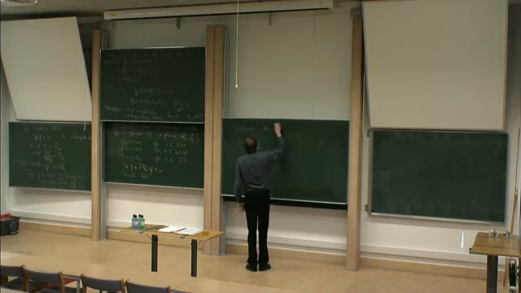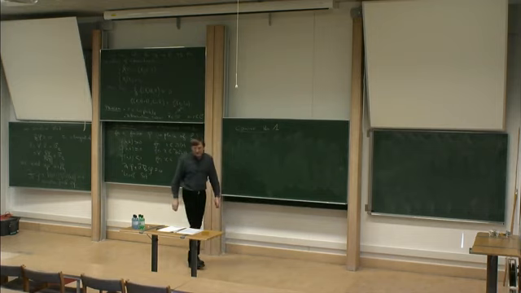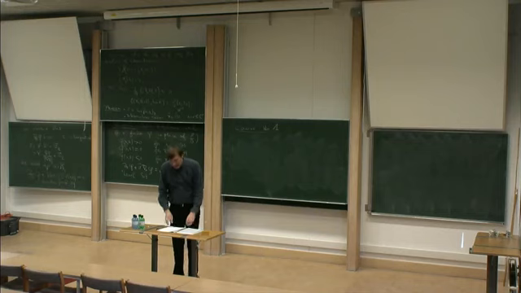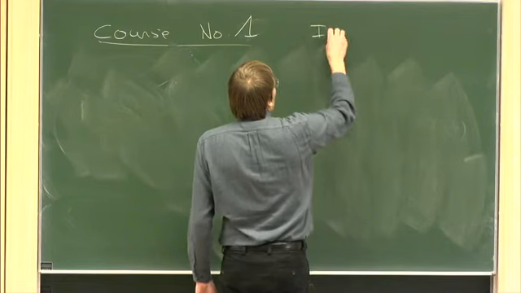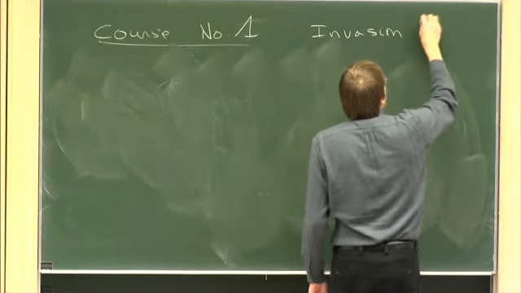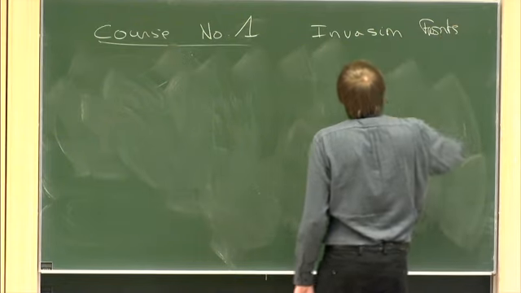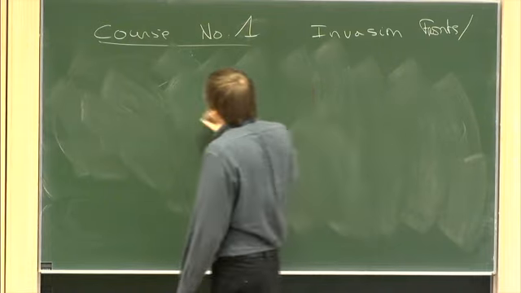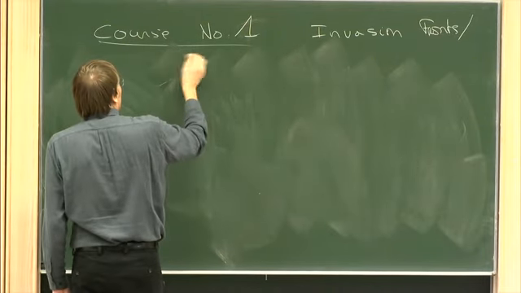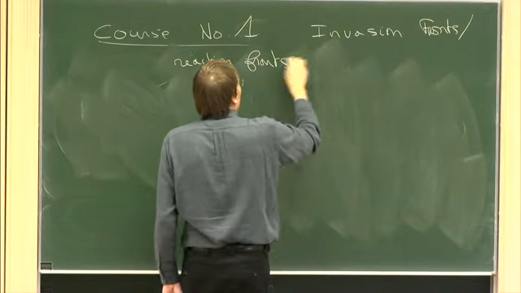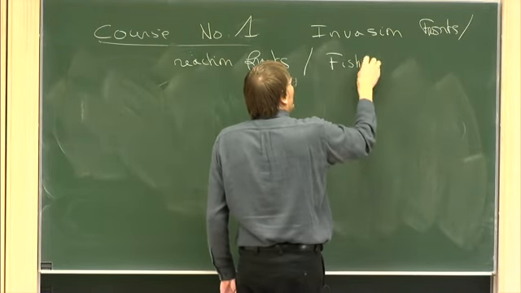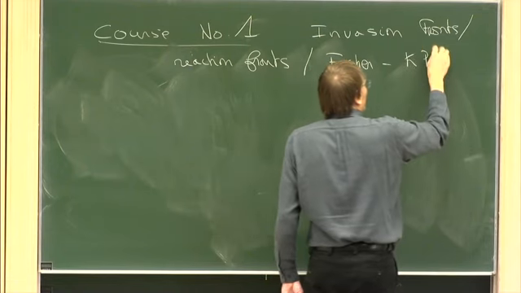So now we can begin with a real example. The first example I wanted to explain is the example of invasion fronts, which have many similarities with chemical reaction fronts, and which are named after Fisher and Kolmogorov, KPP.